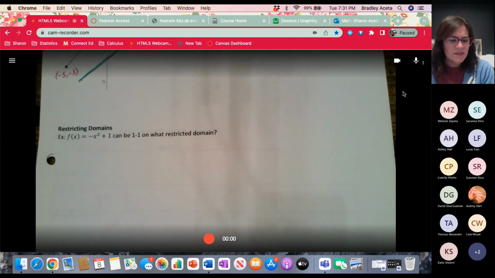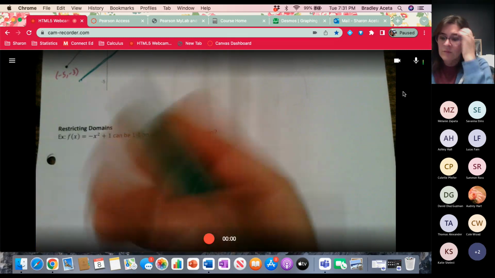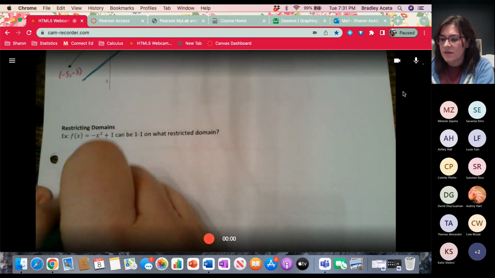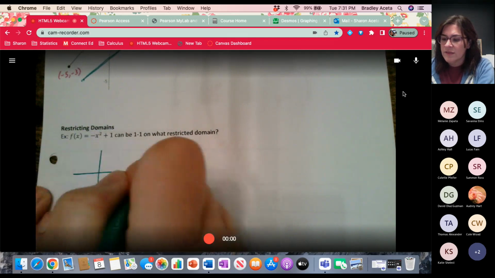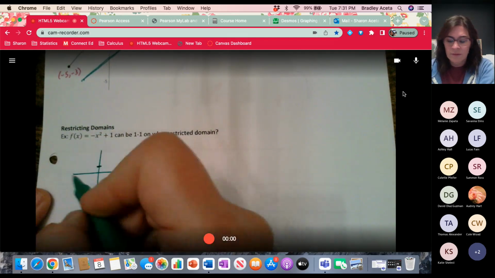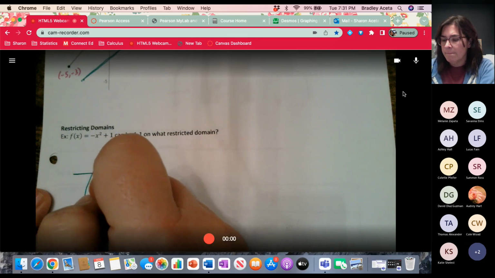Last one I saw is this idea of restricting domains, which can happen, and it really only happens with parabolas, because parabolas, unfortunately, are not one-to-one; you can draw a horizontal line and they don't work. So this one, again, you can put it in Desmos, but we all know what this looks like. This is an upside down parabola that has been shifted up 1. It goes like that.